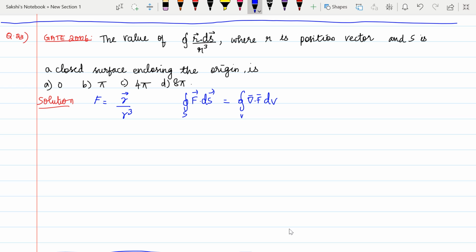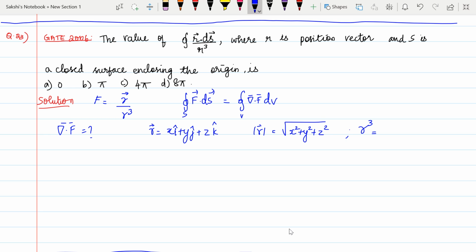So now you have to find del dot f. Once you find that, it's easy. You can directly substitute in the integral and you're going to get the answer. So now, what is del dot f here? First, let us see f is r vector by r cube. So here r vector will be xi plus yj plus zk, and modulus of r vector, that is the magnitude, will be root over x square plus y square plus z square. But in our denominator we have r cube.